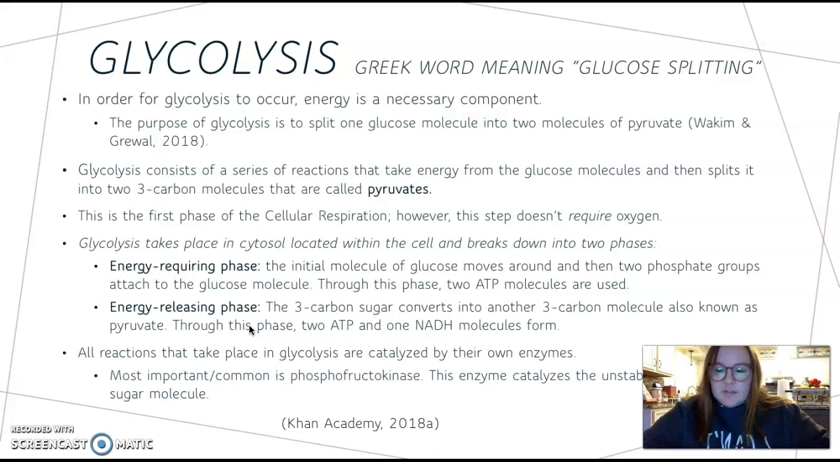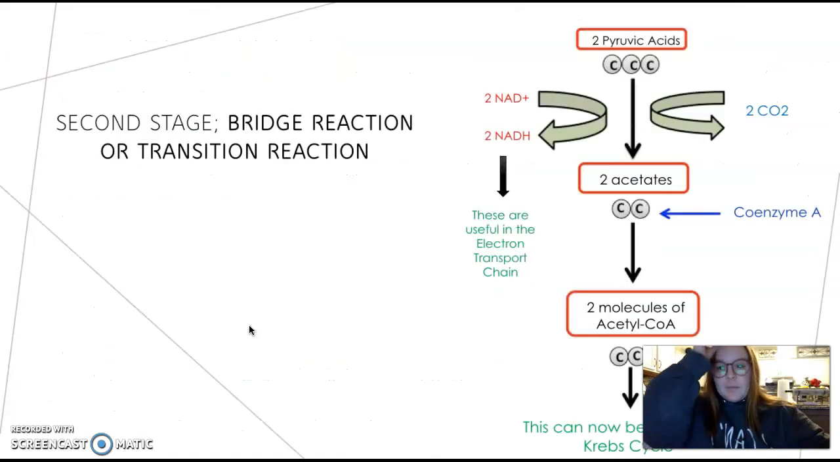And then we have the energy releasing phase, which is the 3 carbon sugar that converts into another 3 carbon molecule, also known as pyruvate. Through this phase, 2 ATP and 1 NADH molecules form. All of the reactions that take place in glycolysis are catalyzed by their own enzymes, and the most important is phosphofructokinase, and this enzyme catalyzes the unstable 2-phosphate sugar molecule.